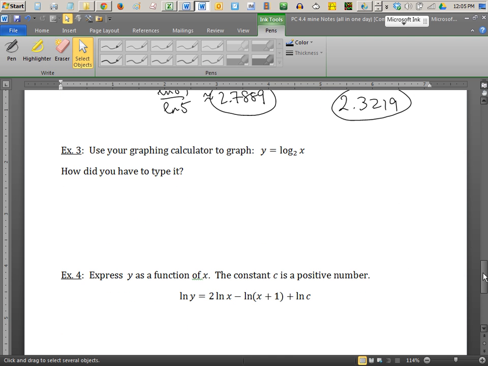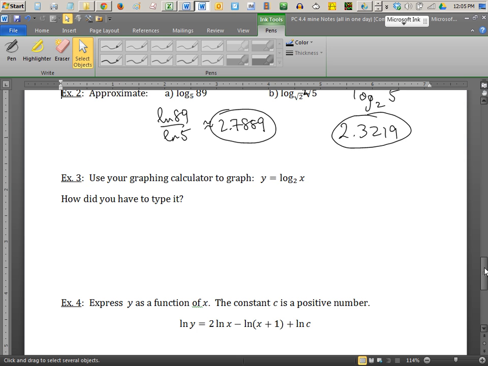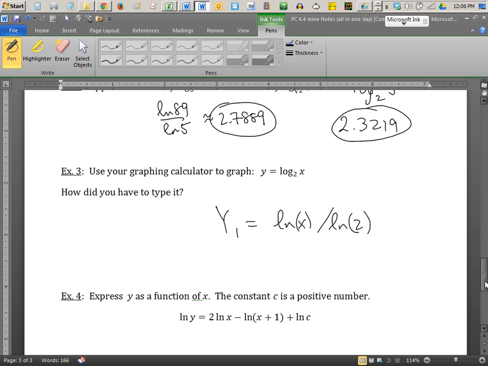How would you graph this on your calculator, seeing as most of us don't have a log base 2 button? Well, you would actually type this as ln x over ln 2, and you'll be able to see the graph that you drew on your note card, or that you'll be drawing on your note card for Tuesday. You're going to be graphing this graph Tuesday. You can check your answers on your calculator if you know how to type it. All right, let's look at the next one here.